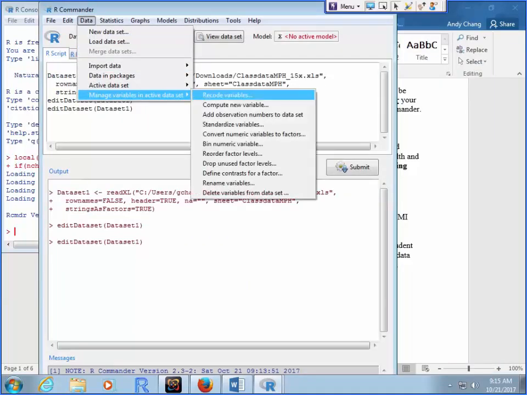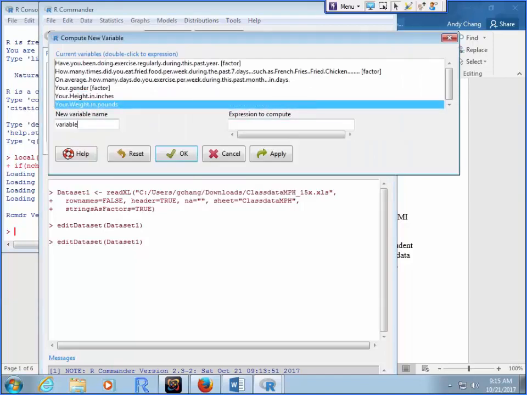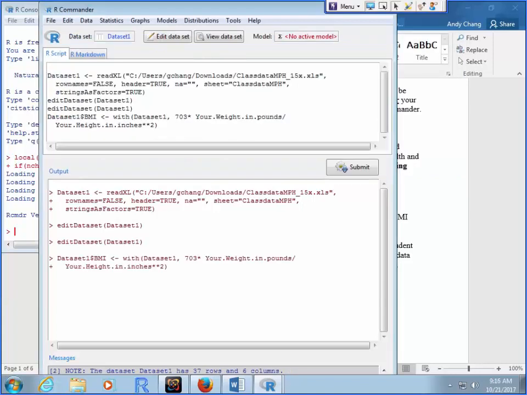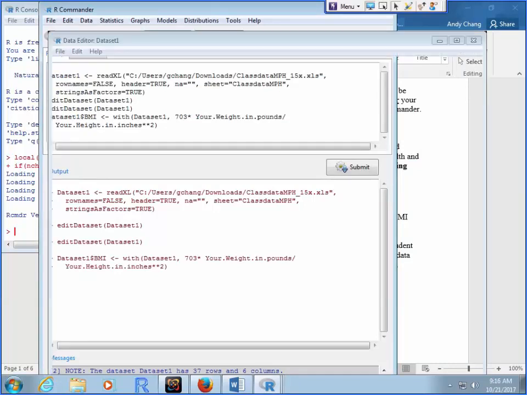You click data, manage variable in data set, and click compute new variable. Then you can compute this new variable. I'm going to call it BMI. And this BMI will be 703 multiplied, that's the asterisk, by weight and divided by, I believe it's height squared. Height squared is double asterisk and then 2, right? So if I click apply, OK option, and then look at the data.